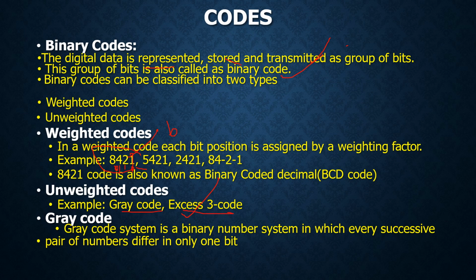What is Gray code? Gray code is nothing but a binary number system in which successive pairs of numbers differ by only one bit.